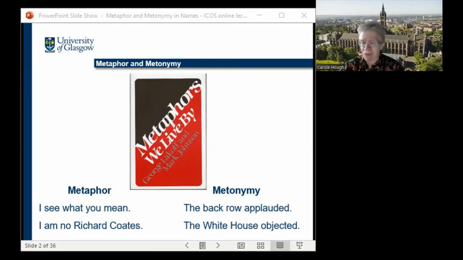This lecture approaches metaphor and metonymy in names from the opposite direction, looking not at metaphorical and metonymic uses of names, but at the role of metaphor and metonymy in the creation of names. My main argument, building on a paper I gave at the last ICOS Congress in 2021, is that the role of metonymy in particular has been significantly underestimated. The recognition of this may, I hope, lead to a better understanding of the origins and development of names of different kinds.